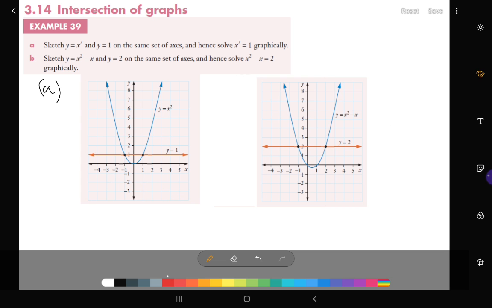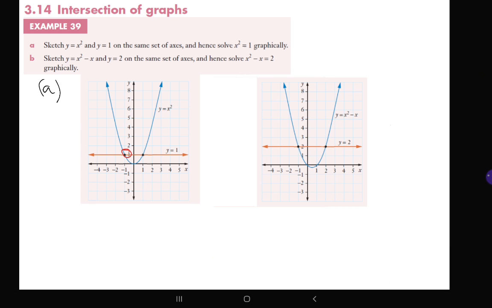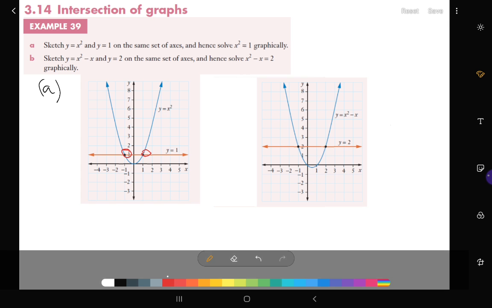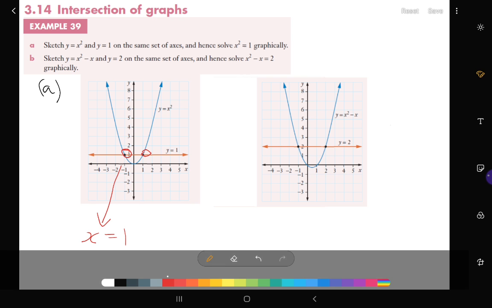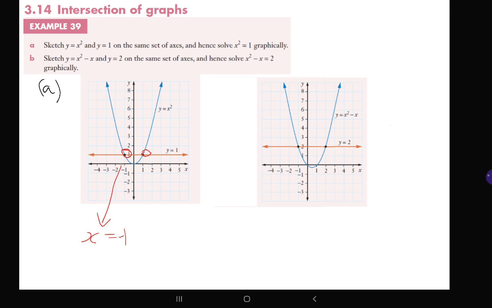So look at the graph here. You've got 2 points of intersection. The first point of intersection is at x equal to negative 1. And the second point of intersection is x equal to positive 1.